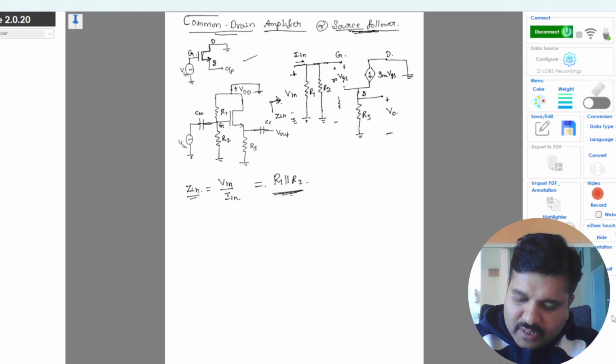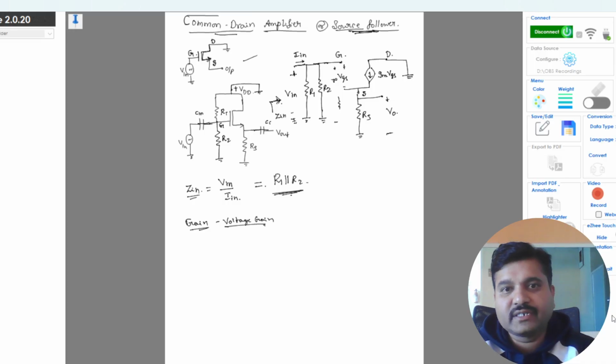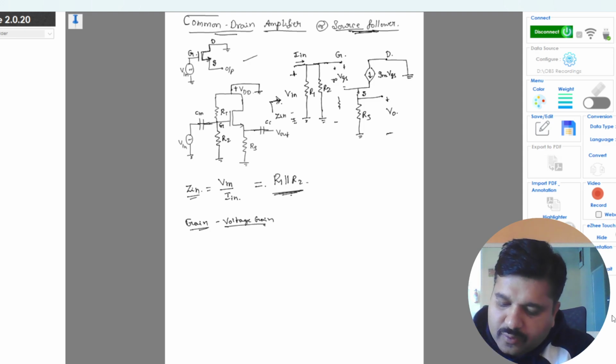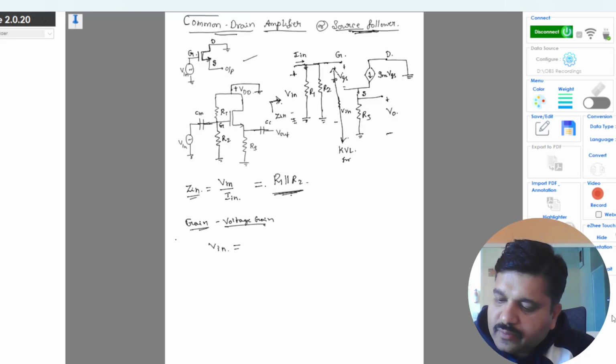Fine. So now to determine the voltage gain of the amplifier, we will consider the input voltage Vin. Vin is the input voltage we consider from gate to ground. So if we apply the input voltage from gate to ground, I can write KVL for this loop.